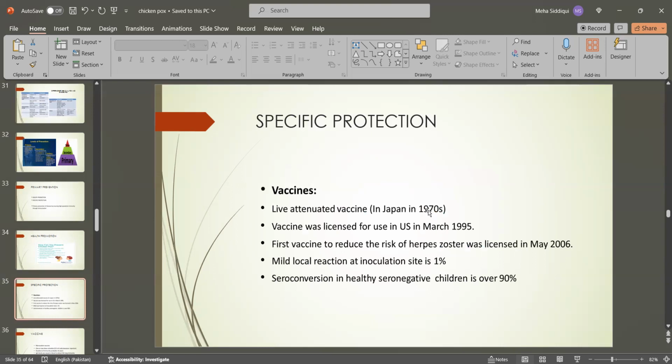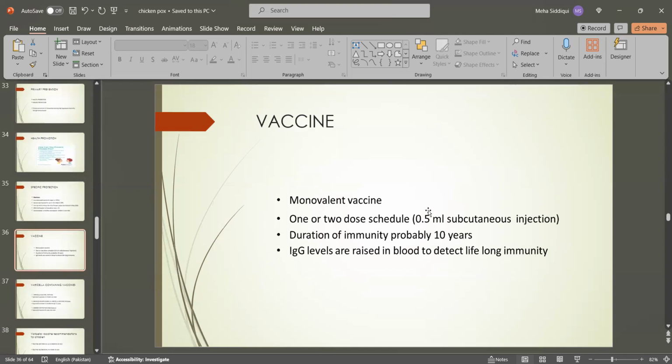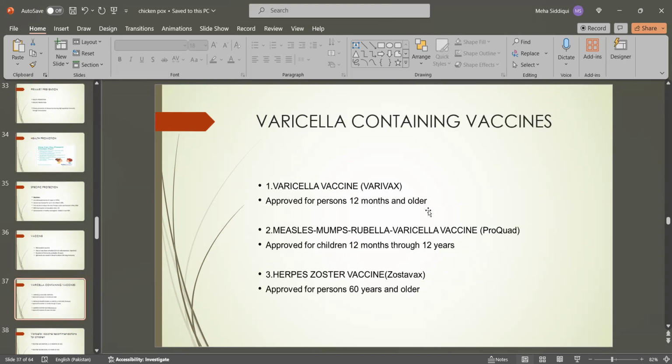Specific protection: there is a well-known vaccine, which is a live attenuated vaccine. It was licensed for use in the US in March 1995. The first vaccine to reduce the risk of herpes zoster was licensed in May 2006. Mild local reaction at the inoculation site is 1%. Seroconversion in healthy people is over 90%. It is a monovalent vaccine, one or two doses scheduled, 0.5 ml subcutaneous injection, duration of immunity probably 10 years. IgG levels are raised in blood to detect lifelong immunity.